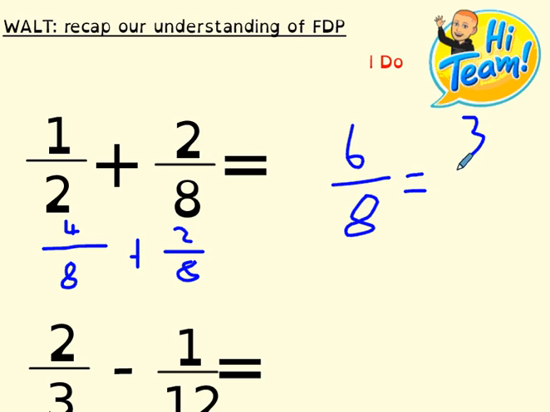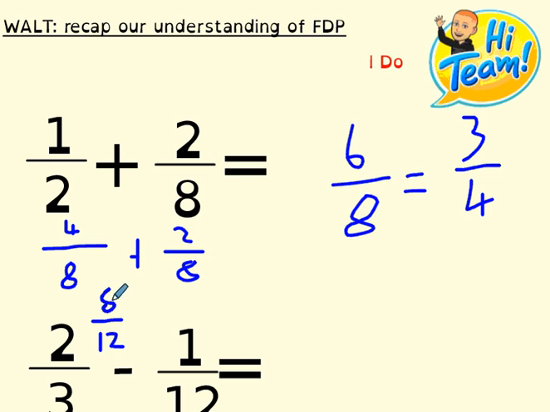2/3 take away 1/12. This is a subtract, so keep an eye out because I'm going to do some subtraction and some adding questions today. How do I get from 3 to 12? I'm going to squeeze it in here because we're running out of space. I times it by 4. 4 times 2 is 8. 8/12 take away 1/12 would give me 7/12. Can't simplify it any further. That is my final answer.